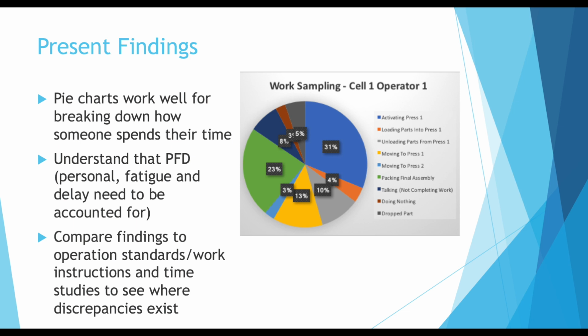For example, the time study says you should get 10 parts out an hour, but in reality you're only getting 8 parts out an hour. Well, if you look at your work sample pie chart and see you're dropping parts 5 or 10% of your day, there's why. Or maybe your work instruction needs to include something about walking from one area to the next. Maybe you never even considered that when you wrote the work instruction.